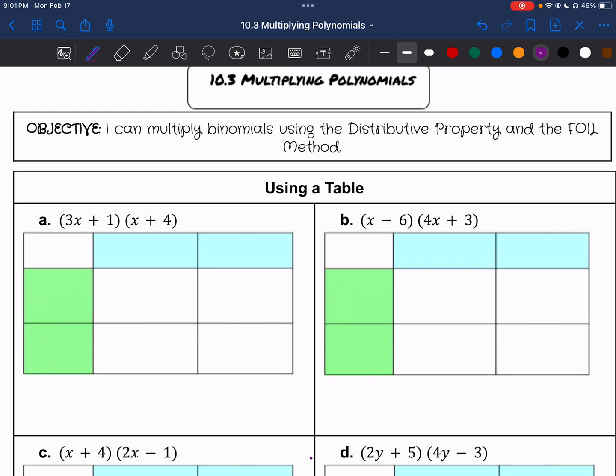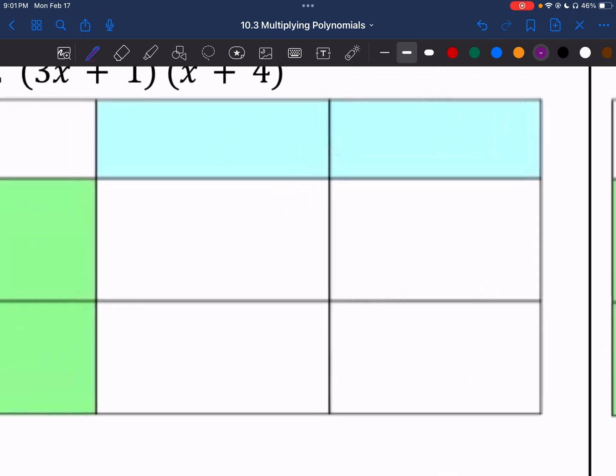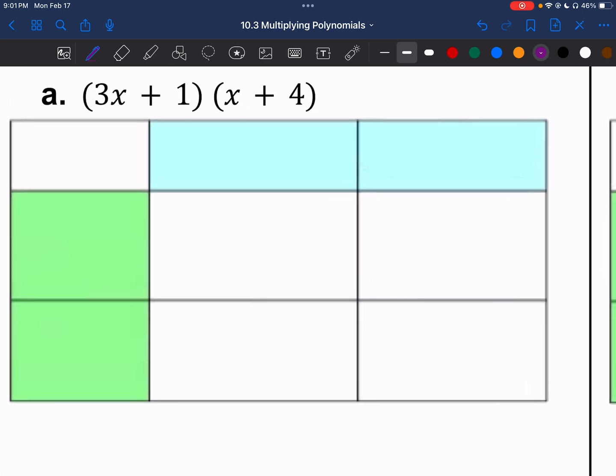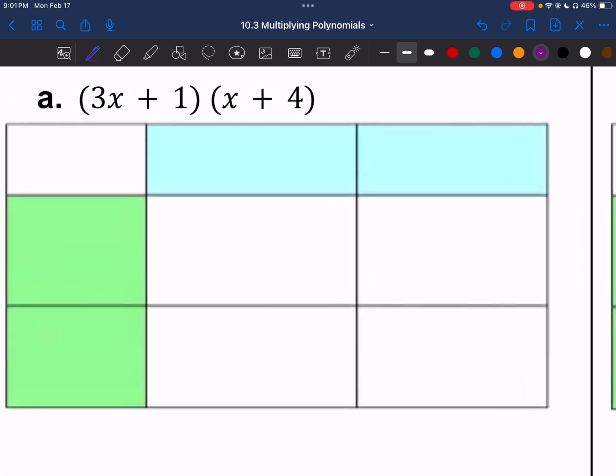So we're going to work our way through. We are multiplying two binomials together, and we're going to work through a couple different methods on how to go about and do this, and you're going to choose which is the best method that works for you. So the first one would be using a table. Now, this one isn't necessarily in our textbook, but I'm introducing it to you now so that you can see it, because it might help you as you go to factor later on in the chapter.